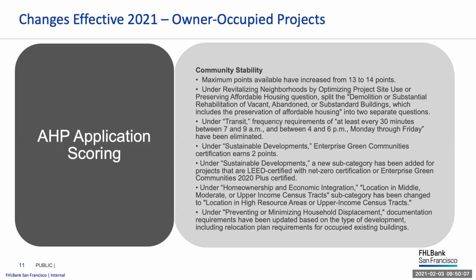Also under sustainable developments, we've added a new subcategory to recognize projects achieving net zero energy certification, and this will be worth 4 points. Under homeownership and economic integration, the location in middle, moderate, or upper income census tract subcategory has been changed to location in high resource areas or upper income census tracts. We'll be providing more information on that later in the presentation. Finally, under preventing or minimizing household displacement, documentation requirements have been updated based on the type of development, including relocation plan requirements for occupied existing buildings.